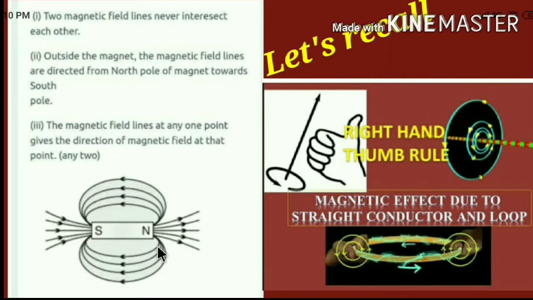Here also, let us see. Third, the magnetic field line at any one point gives the direction of the magnetic field at that point. So these are the characteristics that you should remember for our study, that is, the magnetic field produced by current through a circular loop of conducting wire. This is a circular loop of conducting wire.